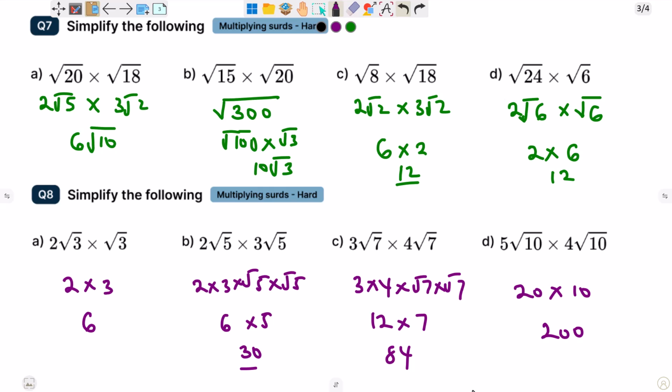So this is what it really means to be able to do these kinds of questions in exam. Okay, thank you, and do have a great time.